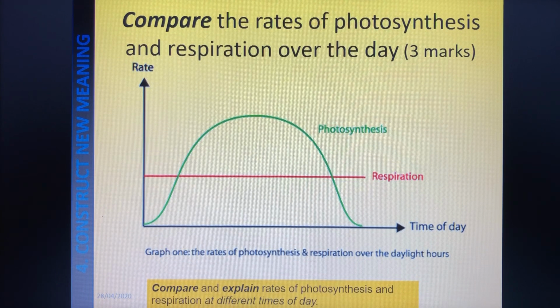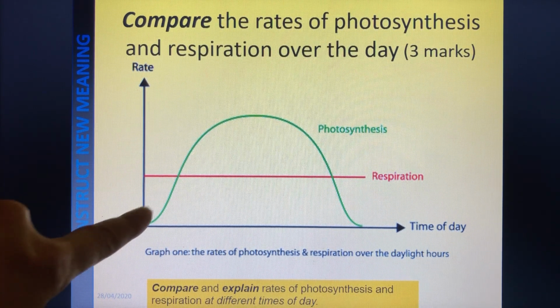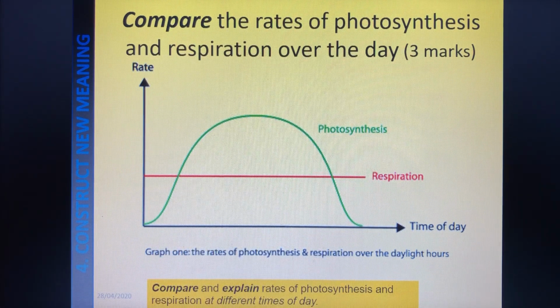Okay, now that increase in photosynthesis is going to relate to sunlight. We know that plants need to take in that sunlight in order for photosynthesis to occur. The light is absorbed by the chlorophyll in the chloroplasts. So when we are at dawn and dusk, we see photosynthesis dropping off.